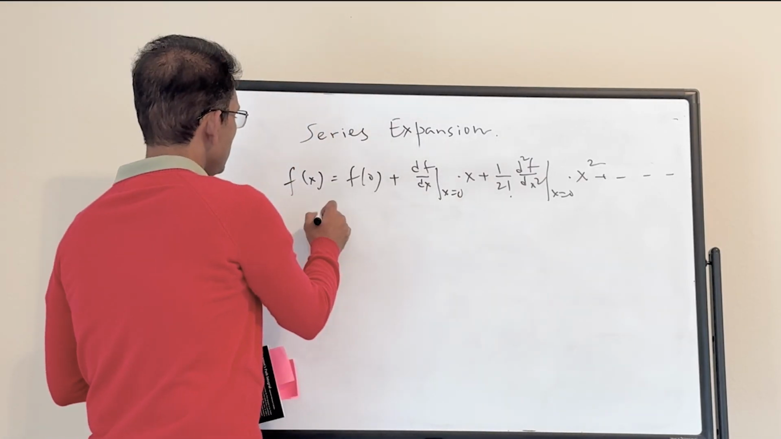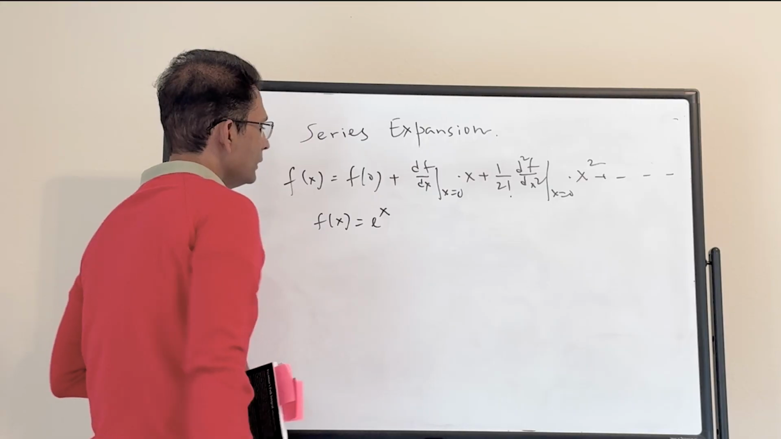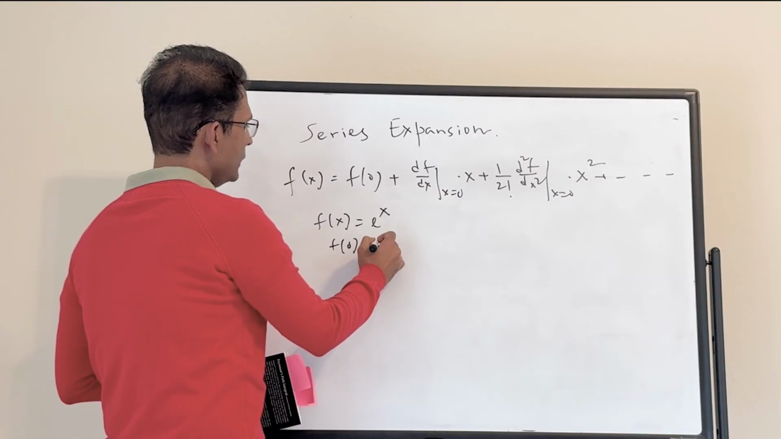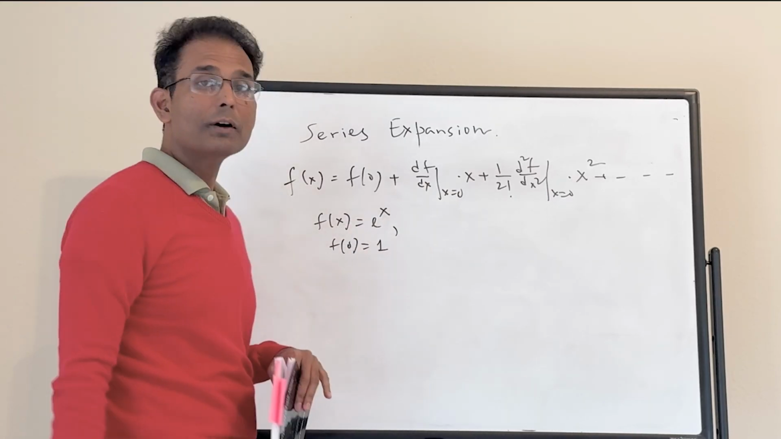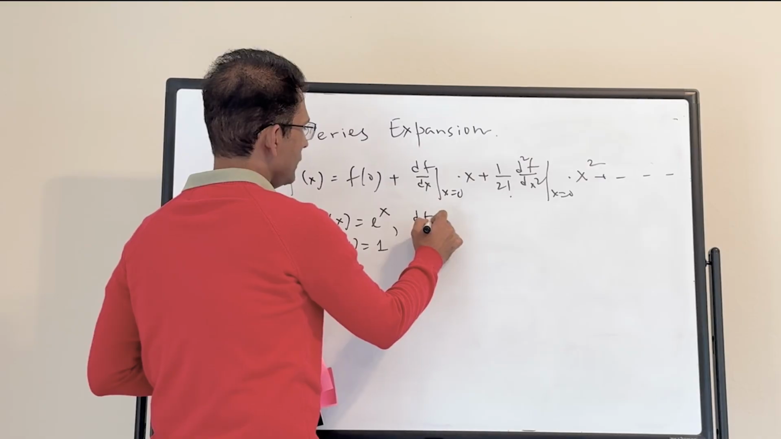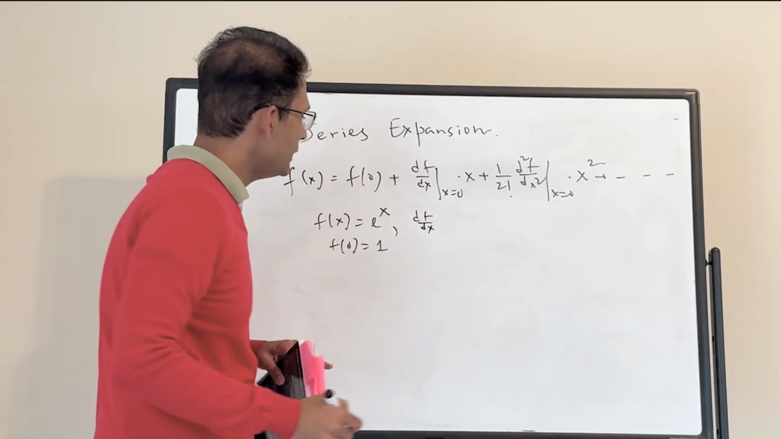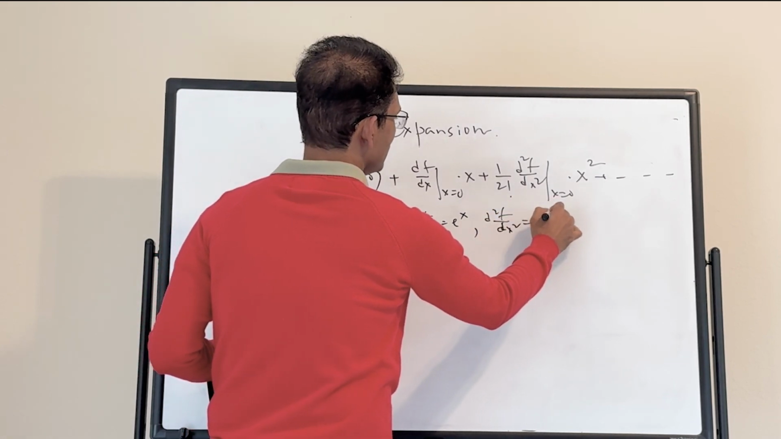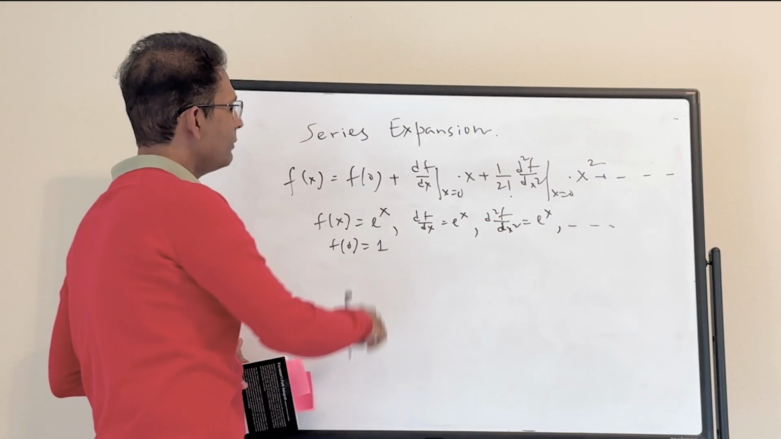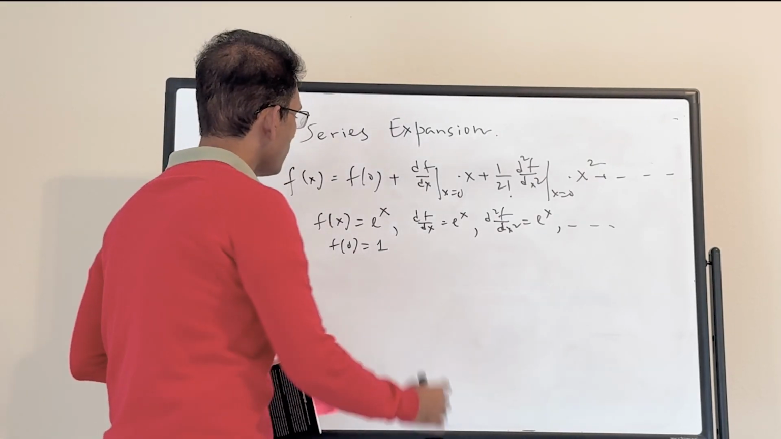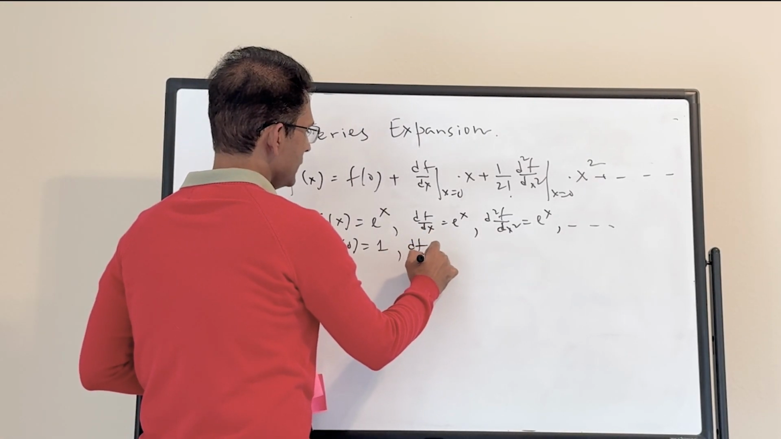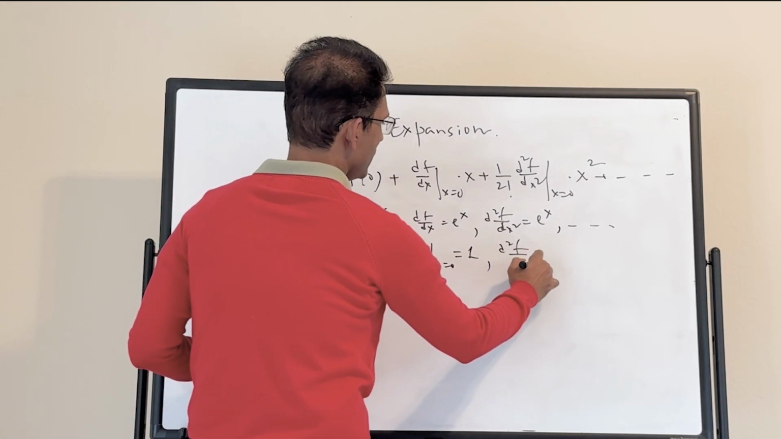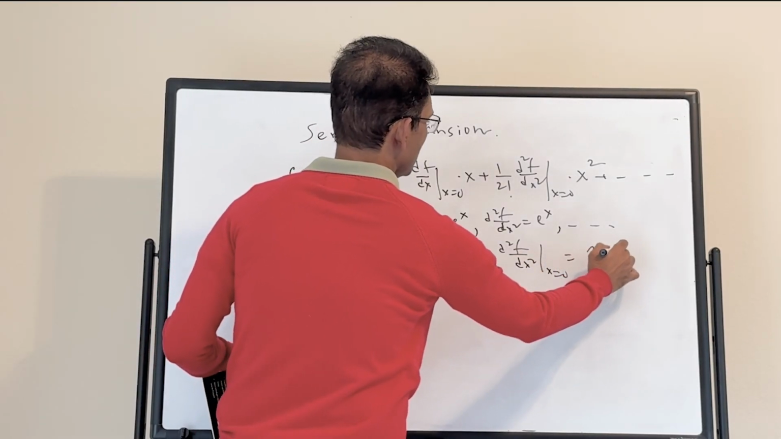Okay, so let's take f of x equal to e to the power x, the exponential function of x. Then f of 0 is just 1. Now, the exponential function has this nice property that all the derivatives are the same as the function, right? So df dx is e to the x, d2f dx squared is also e to the x, and so on. So f of 0 is 1, and so are all other derivatives: df dx at x equal to 0 is going to be e to the 0, which is 1, and d2f dx squared at x equal to 0 is also going to be 1, and so on.